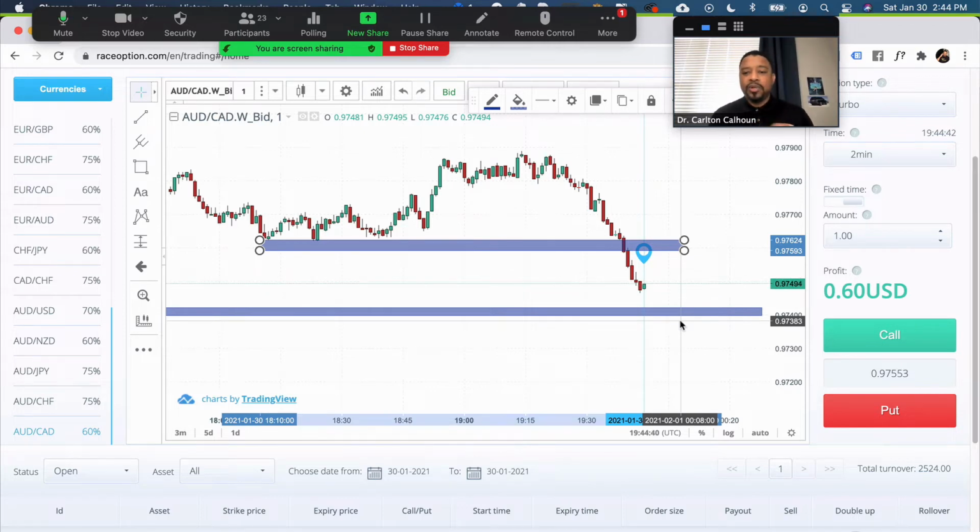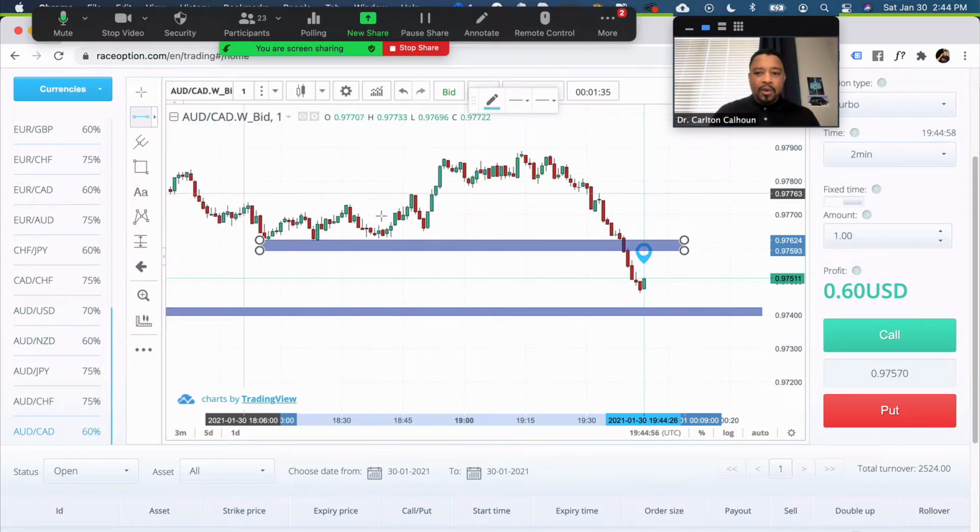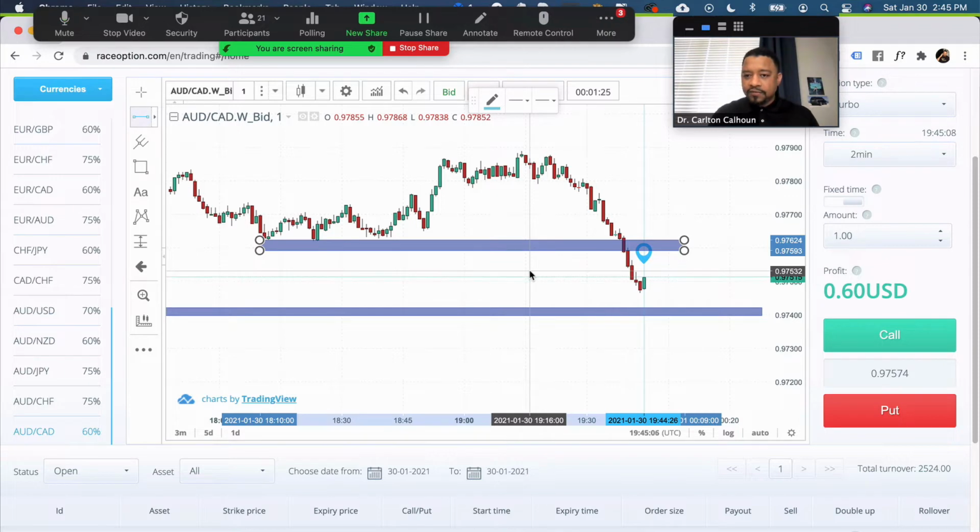I put in a 2-minute call, which means within 2 minutes, I want price to be above my strike price. My strike price was 0.97553. So what I'll do is I will mark that strike price, 0.97553.